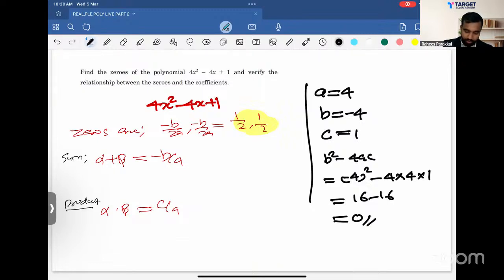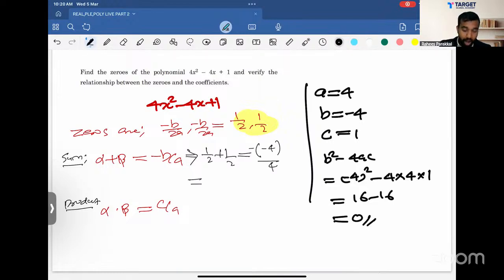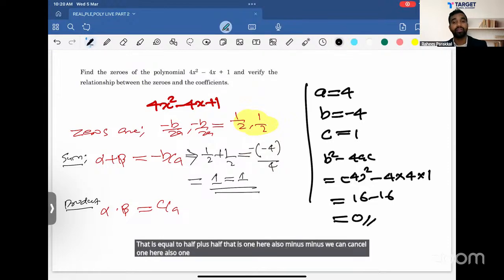So alpha plus beta is 1 by 2 plus 1 by 2, that is equal to minus b by a, in the sense minus of minus 4 by 4. Half plus half is 1. Here also, the minus minus cancels and we get 1. So 1 is equal to 1.